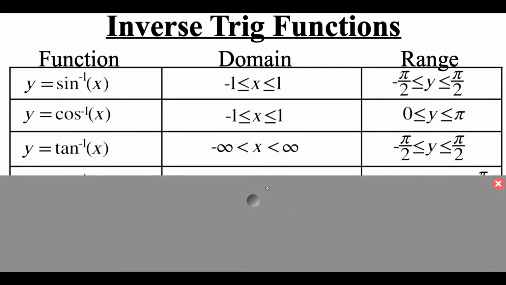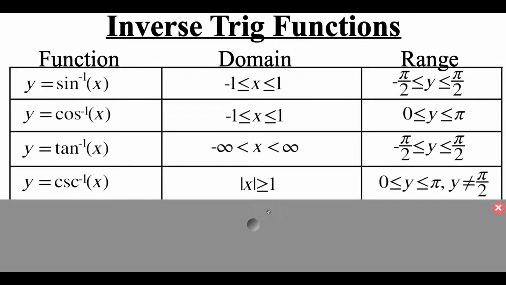Now we've also got inverses for our reciprocal functions as well. Looking at the inverse cosecant, we can safely plug in any x value such that its absolute value is some number that's greater than or equal to 1. And the angle answers that we'll get will be somewhere between 0 and pi, but it can't be pi over 2. That angle is not included in the range.